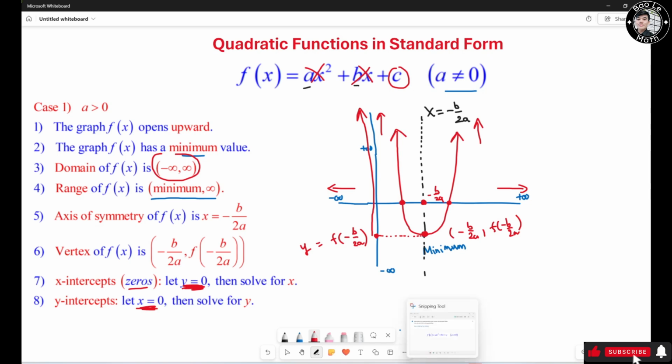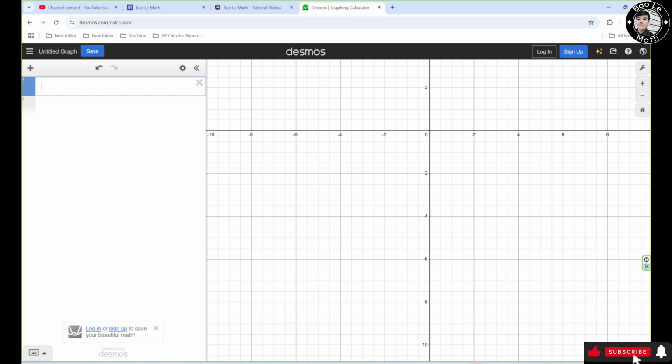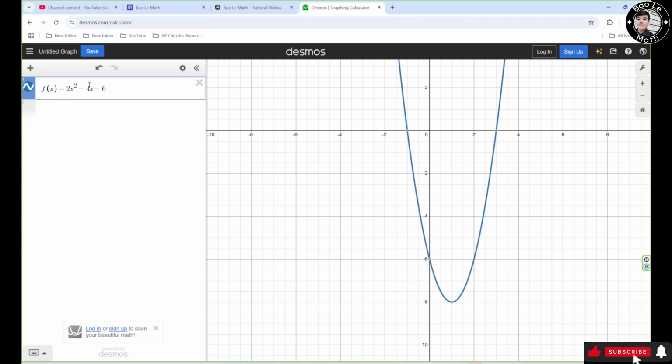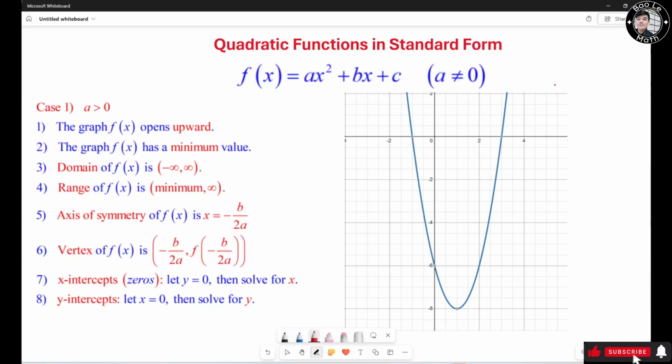Alright, now let's take a look at an example. So I'm going to bring up the decimals. So for example, if I have the function f of x is 2x squared minus 4x minus 6. So this is the function y equals 2x squared minus 4x minus 6.